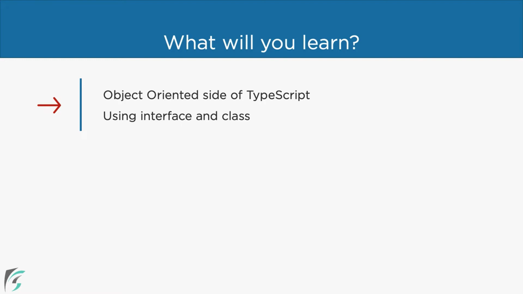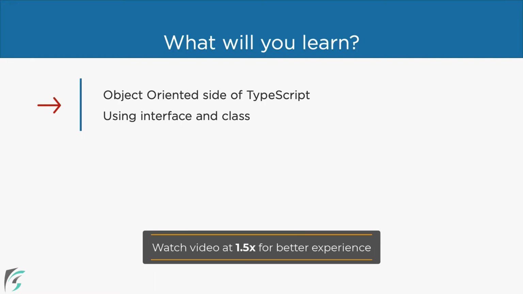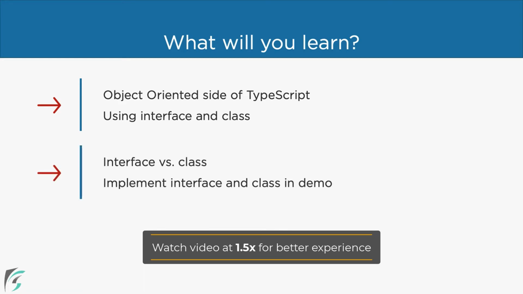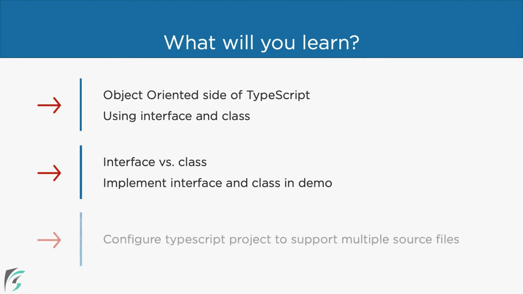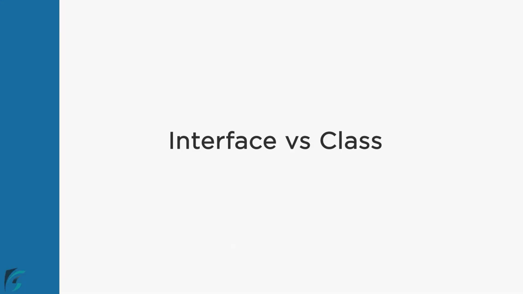Creating custom types in TypeScript is mostly about using interfaces and classes. We will first check out the difference between the two. This will help us to choose whether we need an interface or a class. When we create the classes, we will have multiple TypeScript source files. So along the way, we will also see how to configure a TypeScript project to support multiple TypeScript files. Let us start with having a look at the difference between the two.